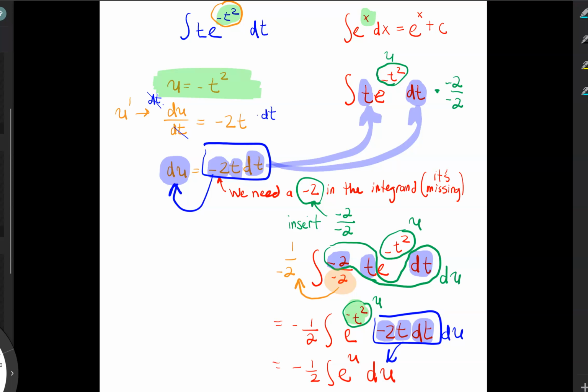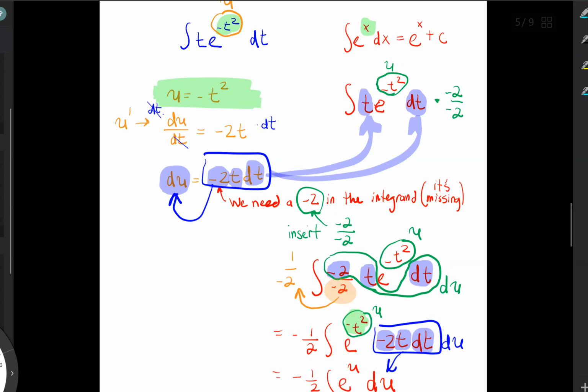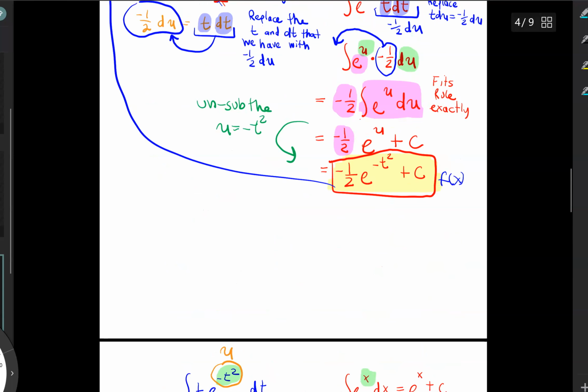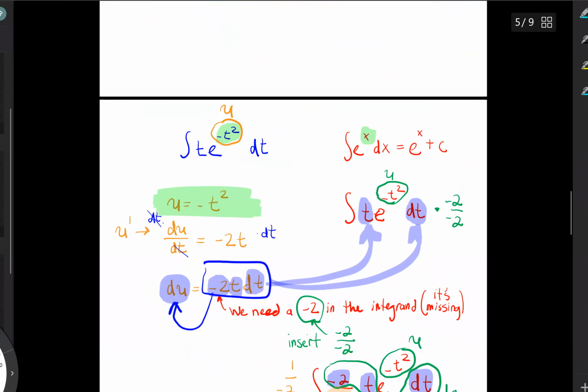And so when I do this u substitution, and when I do this integral and I unsubstitute, I should get the same answer that we did before. What did we get before? -1/2 e to the, okay, yeah, we should get that. I don't know. Let's see.